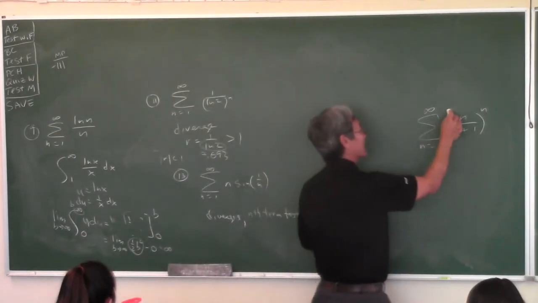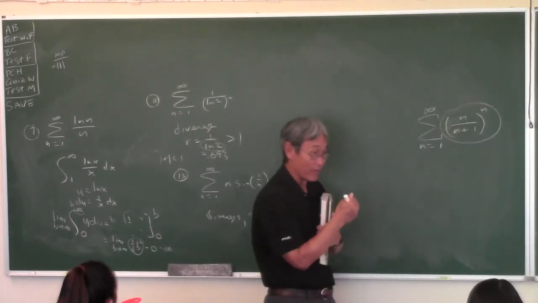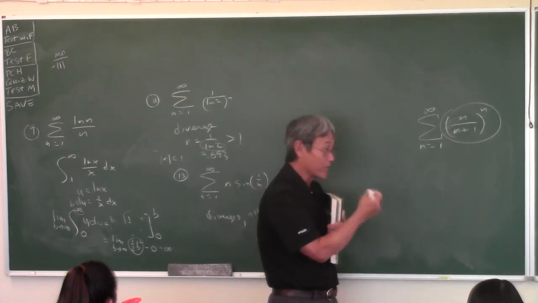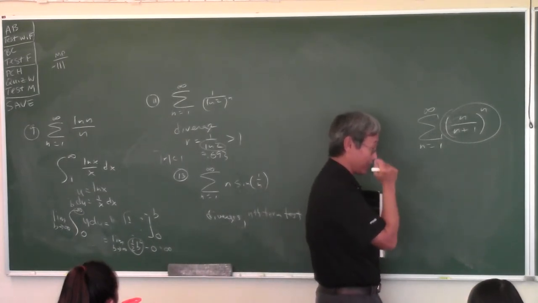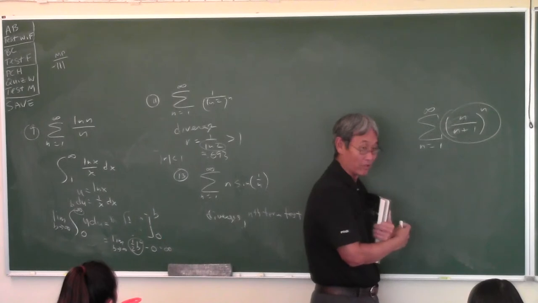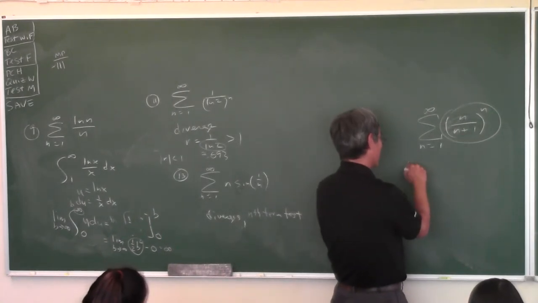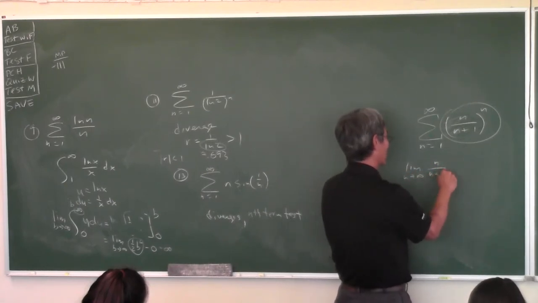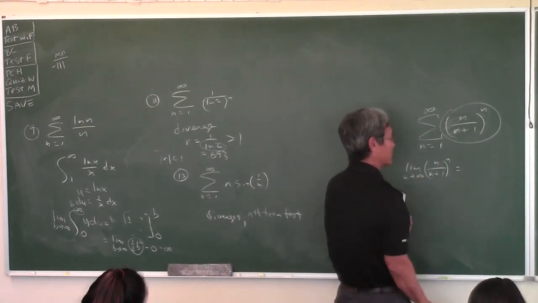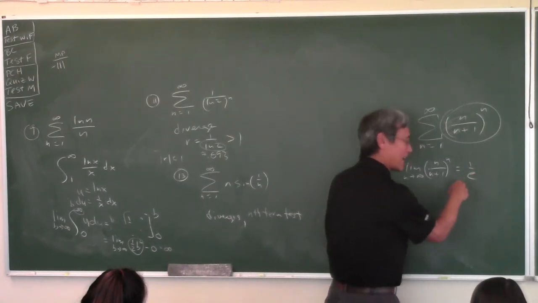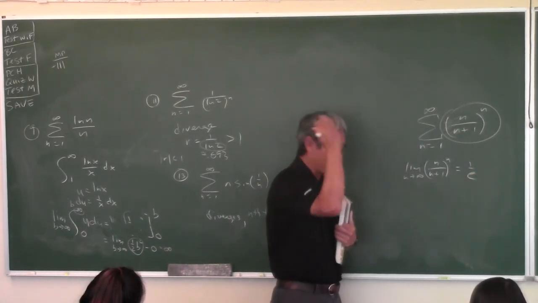If you take the limit of that as a sequence, the only prayer it has of converging is if that goes to 0. Does it? No. What's the limit as n approaches infinity of n over n plus 1 to the n? I told you guys to memorize that. 1 over e. Is that equal to 0? No, so therefore automatic diverge.